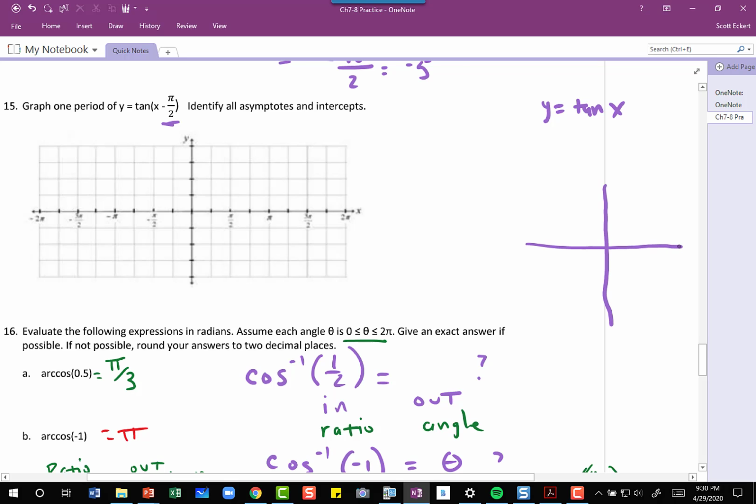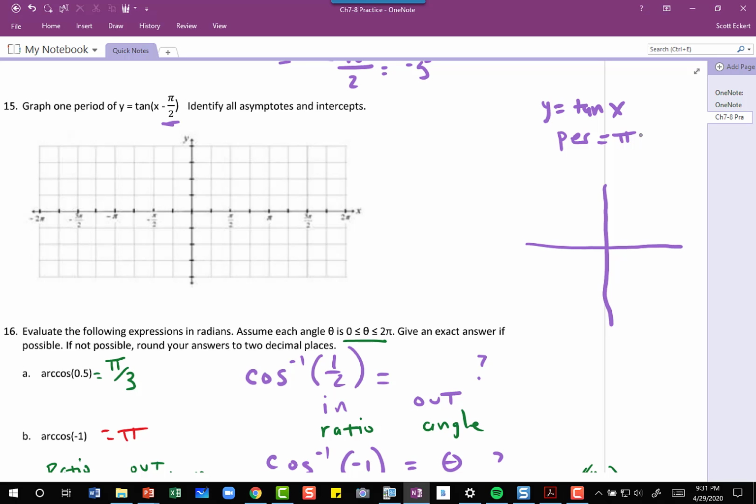And we have a cycle length of pi. So the period of tangent equals pi, not 2 pi. Same with cotangent. The period of cotangent is pi. They both have a shorter period than sine and cosine.